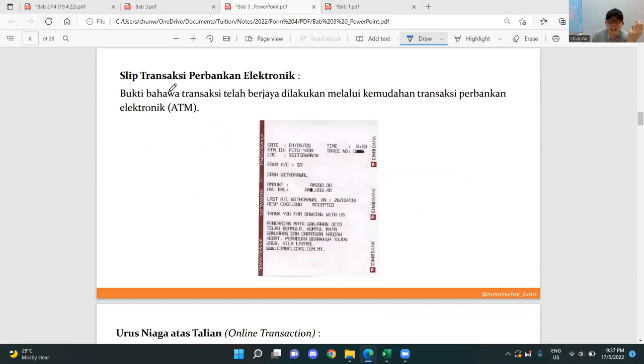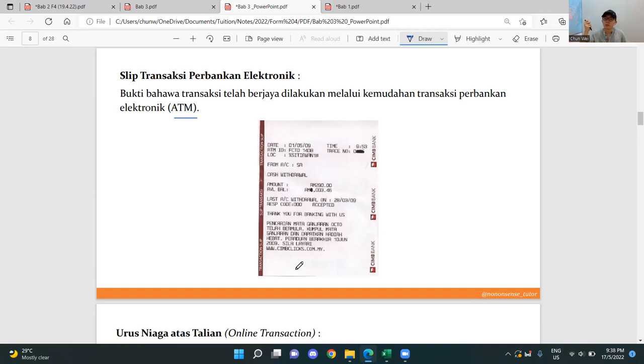So this is slip transaksi perbankan. Okay, this is more common. I think this is something that you have seen before. All right, this is bukti bahawa transaksi telah berjaya dilakukan melalui kemudahan transaksi perbankan elektronik, ATM. All right, so if you've been to the ATM before, if you either put money into the ATM, or you withdraw money from the ATM, then they will show a receipt, some kind of receipt.